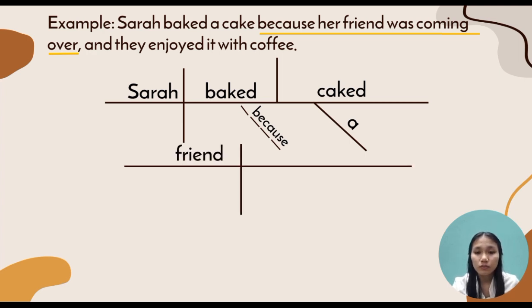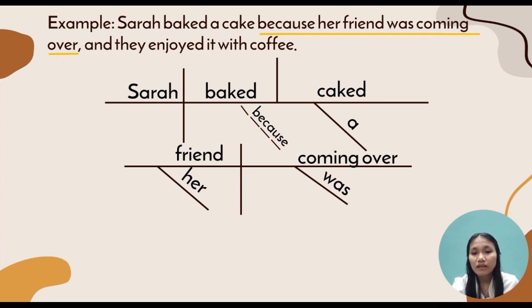So friend is our subject, coming over is our verb, and again, the exact word that is connected to our dependent clause should be written below the words friend and coming over. So the subordinating conjunction is in the middle of bake and coming over because they should be connected.